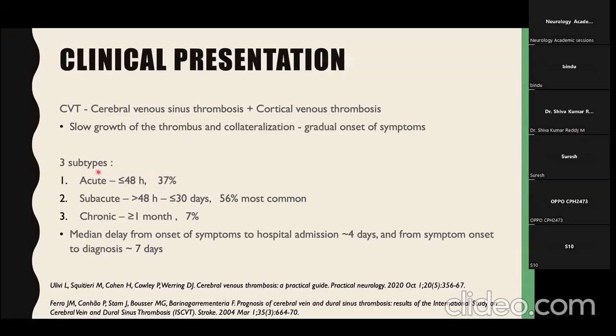Based on the onset, there are 3 types of presentations. Acute presentation within 48 hours, subacute 48 hours to 30 days, chronic more than 1 month. The most common onset is subacute onset. And the median delay from the onset of symptoms to hospital admission was around 4 days in these CVT patients, and for diagnosis from the onset of symptoms, it's 7 days.